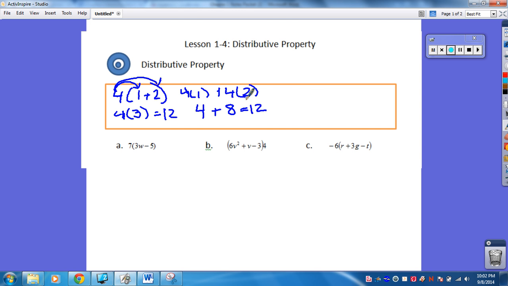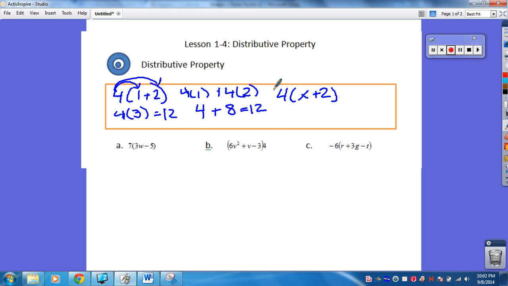Well, what happens if I replace that 1 with a variable? Now I have 4 times x plus 2. I can't do anything with what is in parentheses here. X plus 2, I can't combine that at all. So the only way that I have to simplify is to use the distributive property.